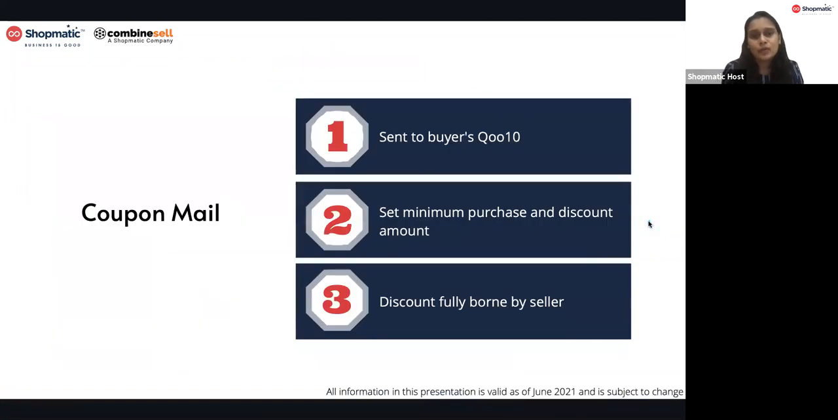The next marketing tool available is coupon mail. So this is sent to the buyer's Qoo10. The seller itself can set the minimum purchase and the discount amount. And you should note that the discount will be fully borne by the seller. So you should be aware of that.